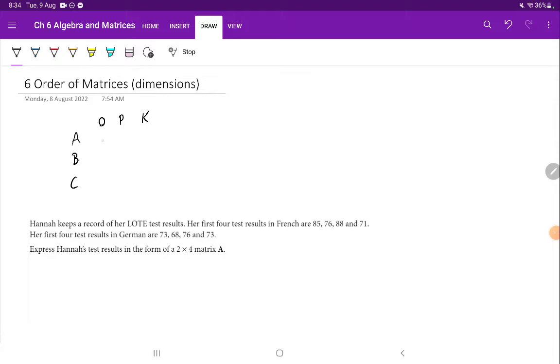And maybe I could say that Aaron has 3 oranges, 2 pears, and no kiwi fruits. Ben has 7 oranges, no pears, and no kiwi fruits. And Charlie has 2 pears, no oranges, and 3 kiwi fruits. I could represent that with a matrix that just had this information in it. Now you'll notice that it does look a bit like a table.